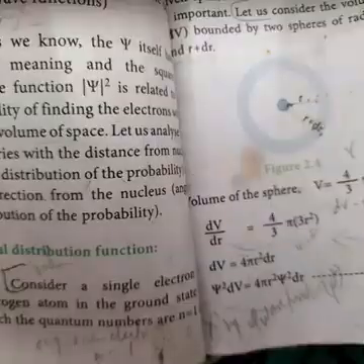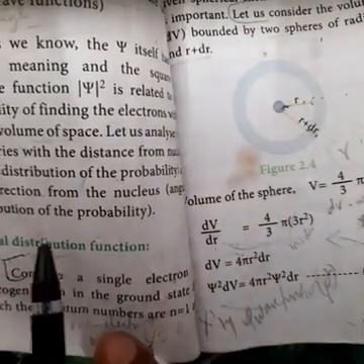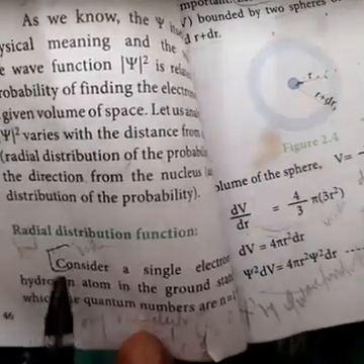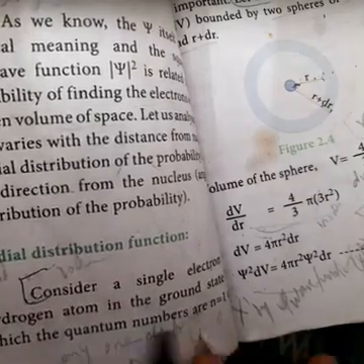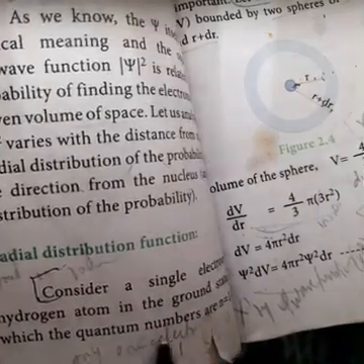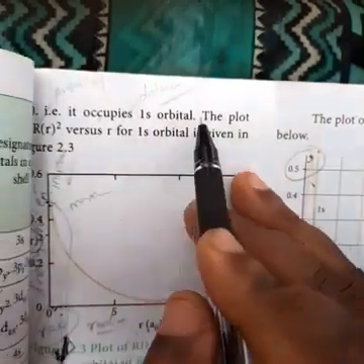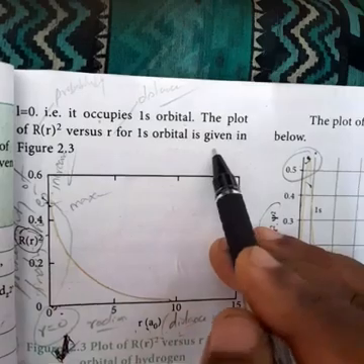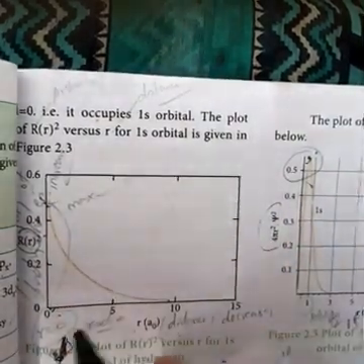Okay, students, take now radial distribution function. Page number 46. Radial distribution function. Consider a single electron of hydrogen atom in the ground state for which the quantum numbers are n equal to 1 and l equal to 0. That is, it occupies the 1s orbital. The plot of 4πr² R² versus r for the 1s orbital is given in the figure. This shows the maximum probability of electrons.